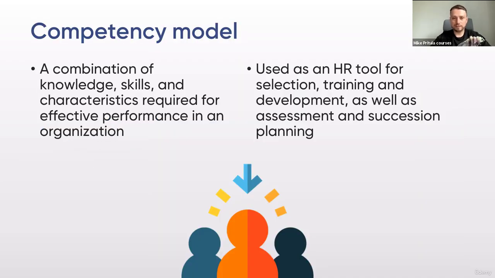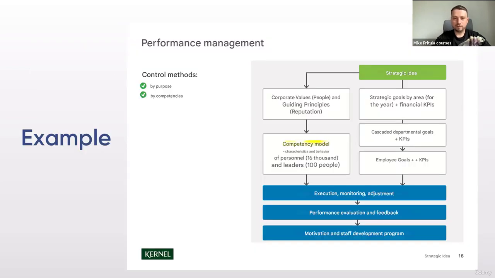What is a competency model? As far as I can see from your examples, you have it too, but we need to understand it well. A competency model is a combination of knowledge, skills, and characteristics required to effectively perform a role in an organization. And this competency model is used in all tools and directions: selection, training, development, assessment, succession planning, rewards, feedback, and so on. That's what the competency model is for.